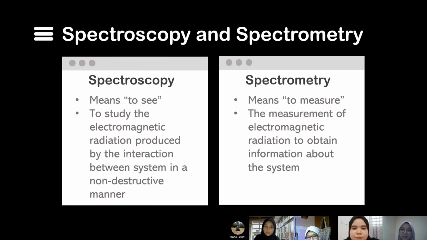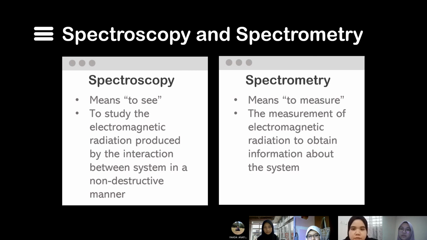Okay, moving to spectroscopy and spectrometry. Spectroscopy means to study the electromagnetic radiation produced by the interaction between systems in a non-destructive manner. Spectrometry means the measurement of electromagnetic radiation to obtain information about the system.